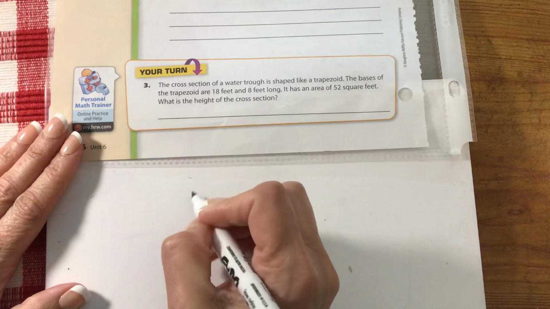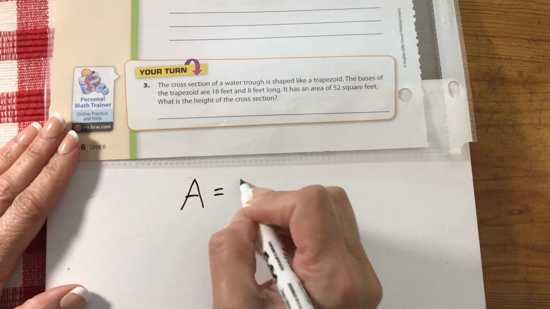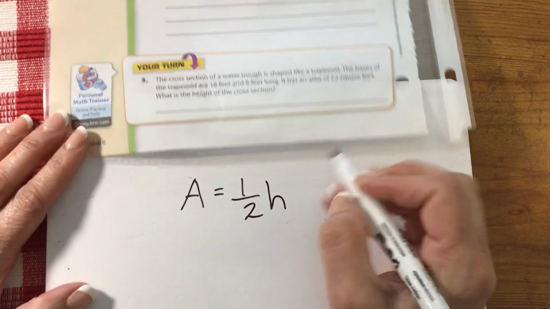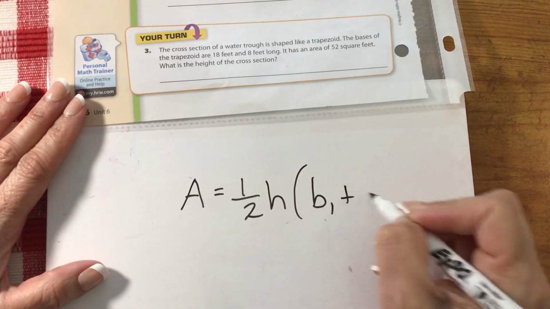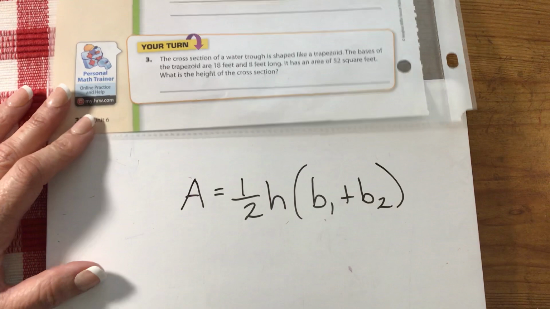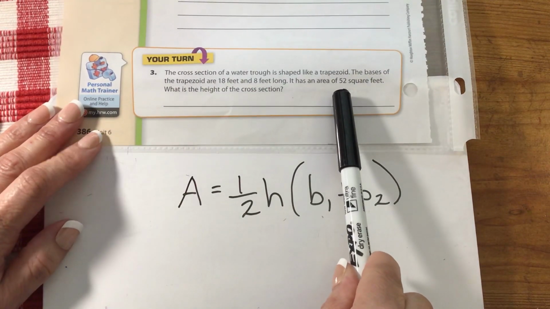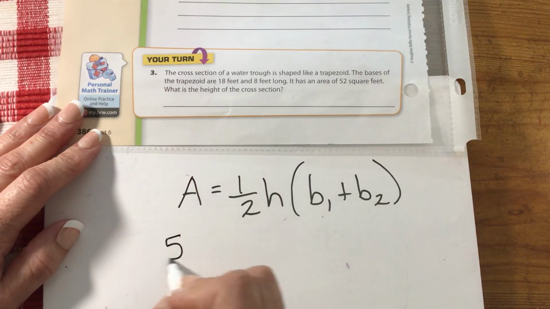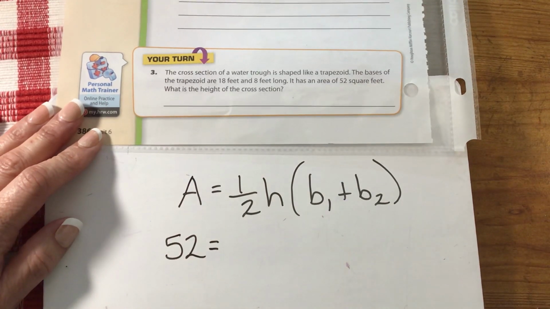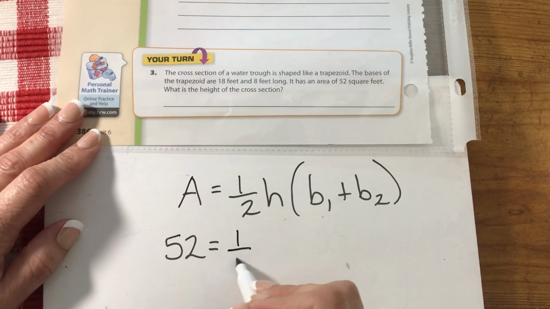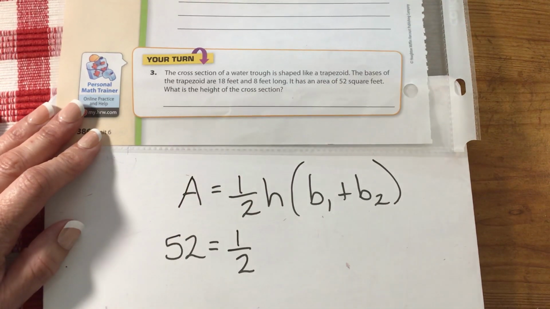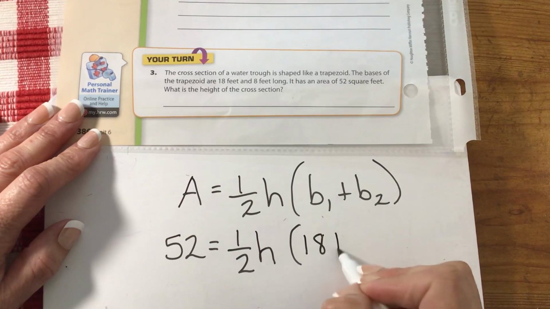Now remember, I'm talking about a trapezoid. So this is what I do. I just always write my formula without plugging any numbers in. And again, you don't have to memorize these. Let's plug in what I can. I know the whole area is 52 square feet, so I can plug in 52 because they gave me the total area. 1/2 doesn't change. H, well, I don't know what the height is. That's what I'm trying to figure out. But I do know what the two bases are. 18 plus 8.